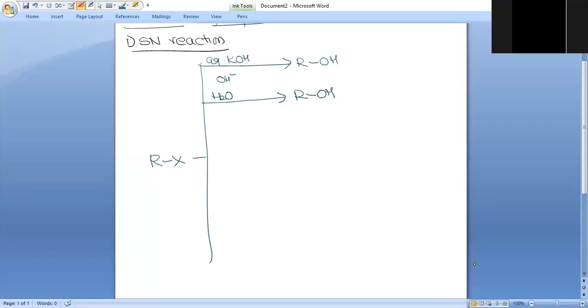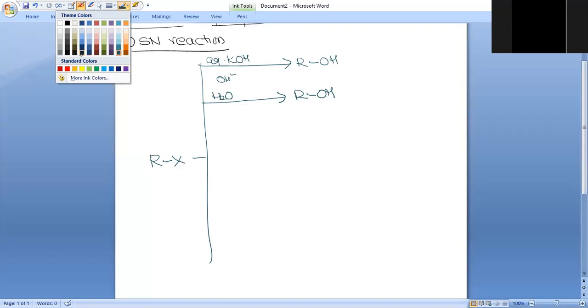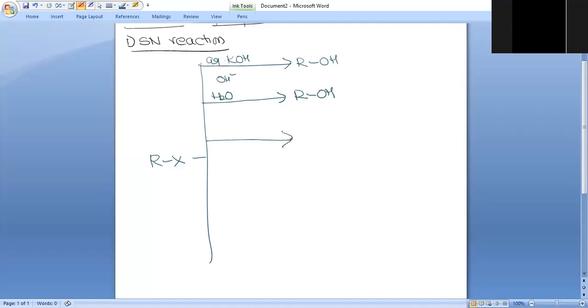Water we are using, water itself acts as a nucleophile, a neutral nucleophile. Here also you are getting the same thing, alcohols. Suppose I'm using sodium ethoxide, you may get ethers. Ether formation, the first reaction, is generally called the Williamson synthesis.